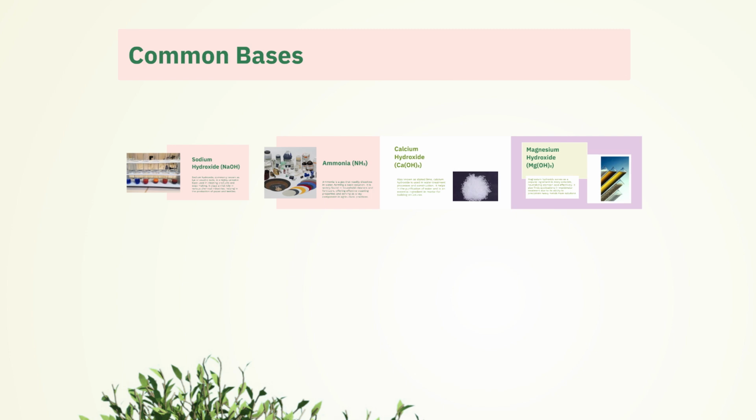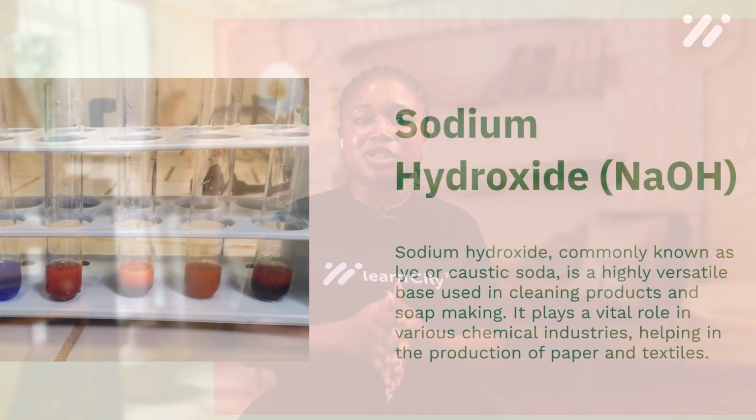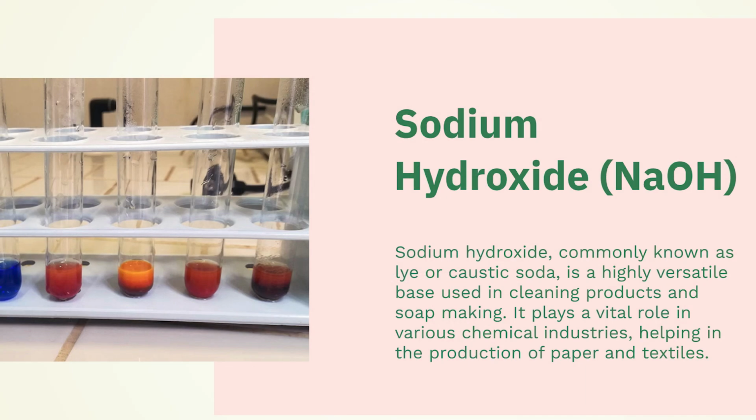Let's look at some common bases you might already know. First is sodium hydroxide, which is NaOH. This powerful base is used in cleaning products, soap making, and even in the chemical industries to make things like paper and textiles.